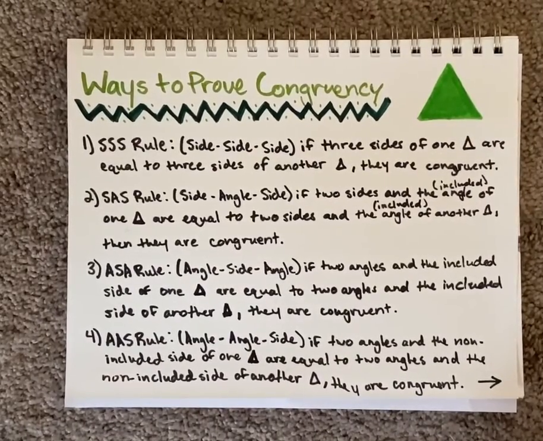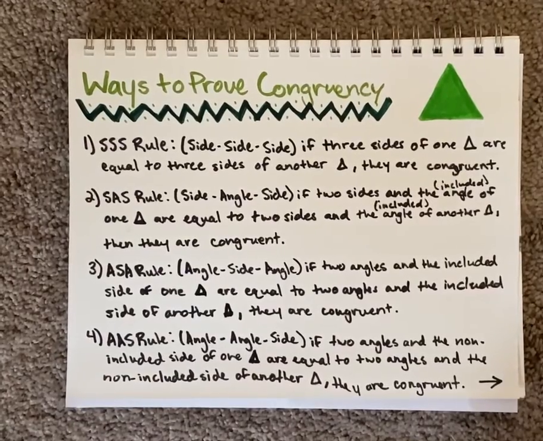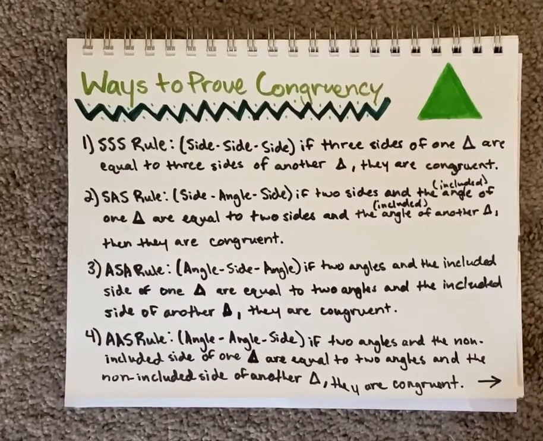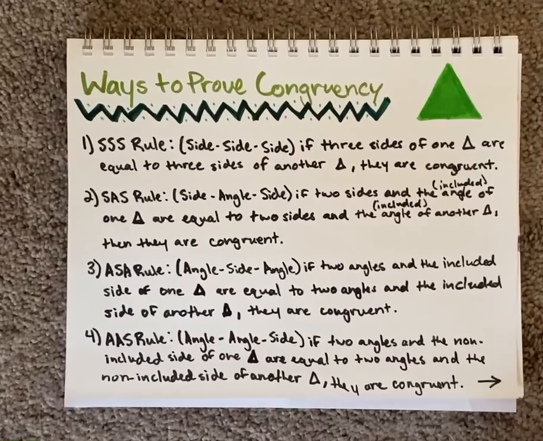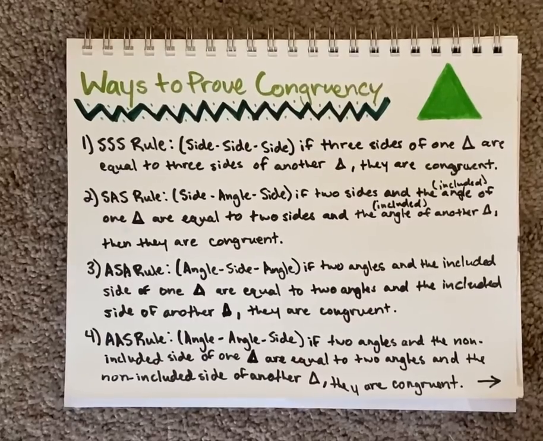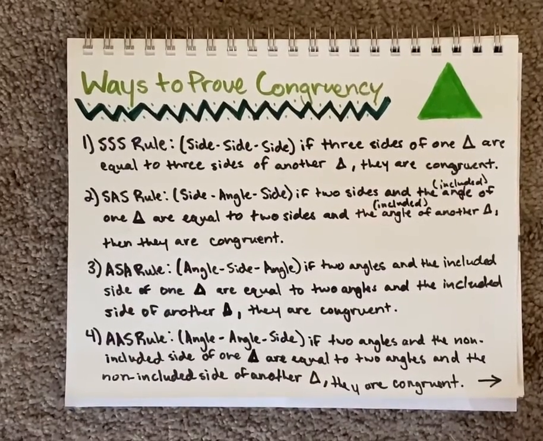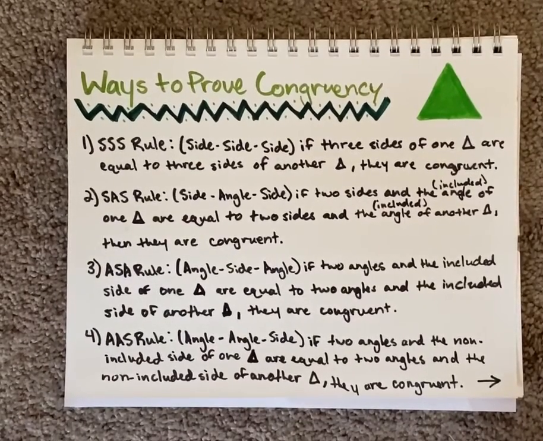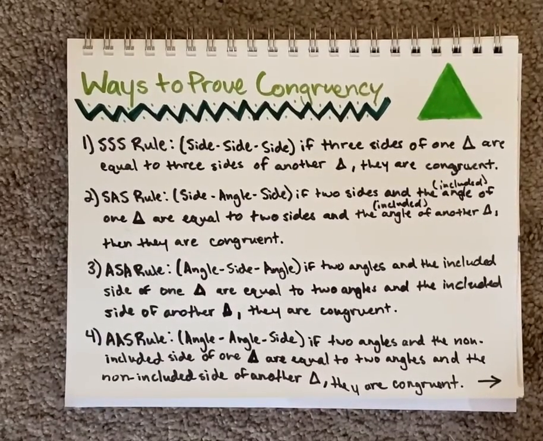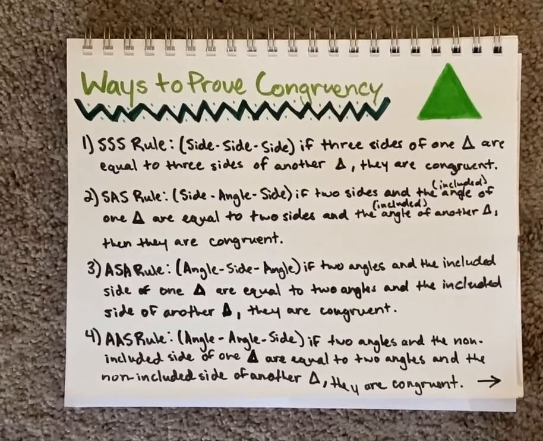Now let's review the ASA rule, otherwise known as angle-side-angle. This states if 2 angles and the included side of one triangle are equal to 2 angles and the included side of another triangle, they are considered congruent. This is when you have one side that's in between 2 equal angles in 2 different triangles. Again, a side that's equal in between 2 equal angles of 2 different triangles.